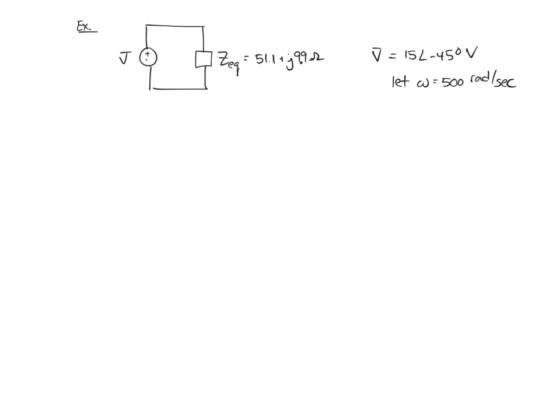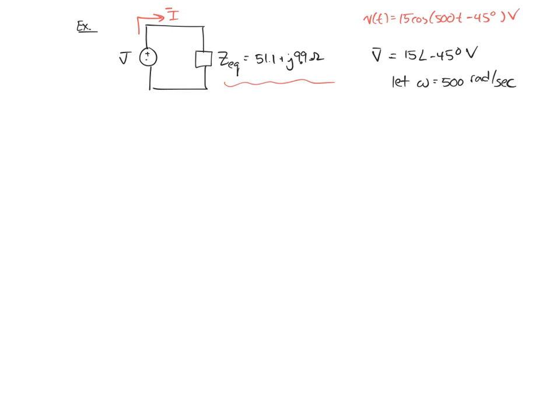So continuing on with this example, we found an equivalent impedance. Let's say that we take that equivalent impedance and apply a voltage source given by the voltage phasor 15 at an angle of negative 45 degrees. Let's assume omega is 500 radians per second. So in the time domain, that voltage source would be v(t) equals 15 cosine of 500t minus 45 degrees volts. Assume we are going to drive that impedance combination with that sinusoid given in red. Let's solve for the current phasor and the time domain solution for i.